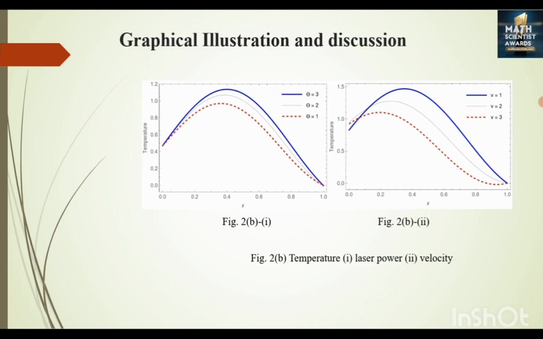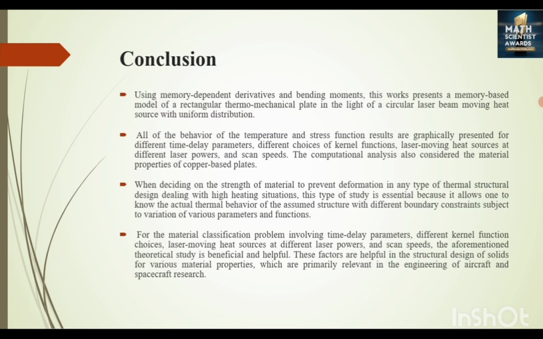The temperature change for different speeds follows roughly the same trend as shown in figure 2b2. The reduced scan speed results in a steeper temperature gradient and higher temperature peak. Thus, the temperature distribution with different kernel functions, time delay parameters, and the effects of increasing laser power and scan velocity can be used to model and analyze overall temperature characteristics that are applicable to aerospace and automotive sectors. And finally, we go to the conclusion.